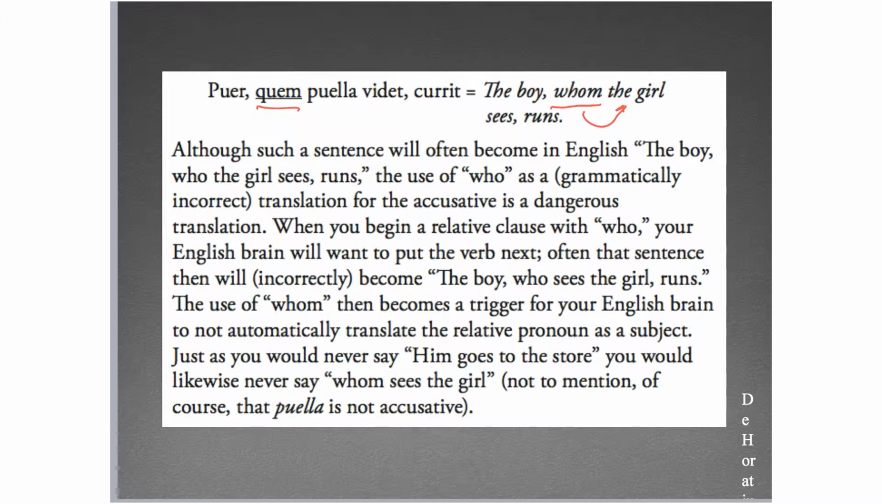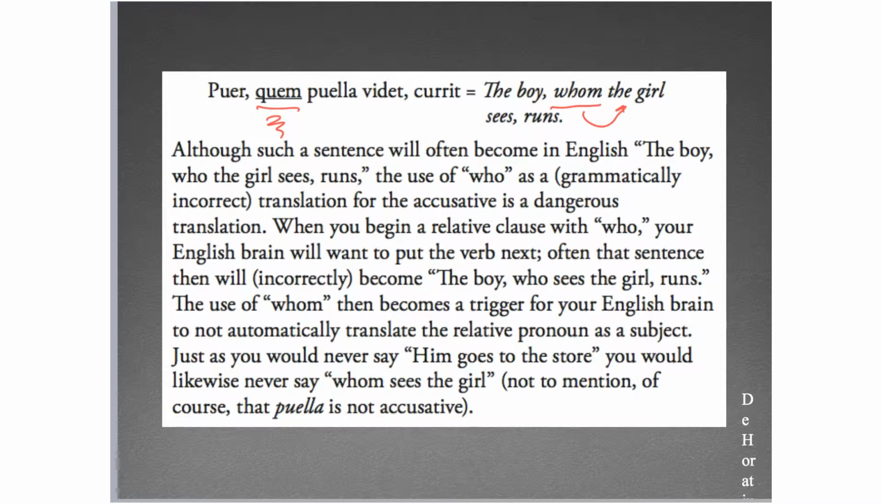So the boy who ran home. That's our subject, followed by the verb directly. You've got to remember that if you have an accusative relative pronoun, like you do here in quem, when you're translating it, you have a noun coming directly after it. In this case, at least, it works out because it goes right as the English would: whom the girl sees.